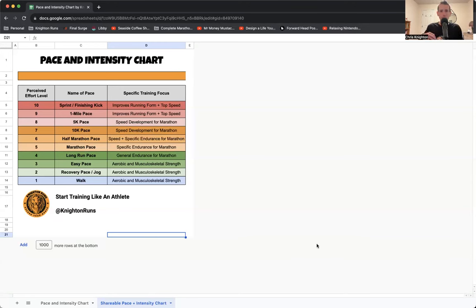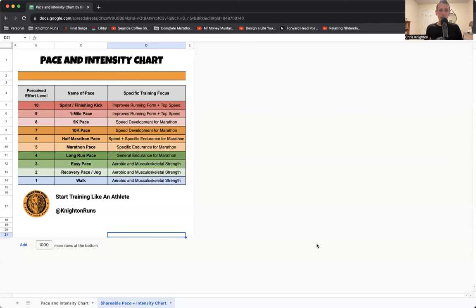Now, before I move away from this topic, I just want to talk about the specific training focus of all of these different paces. It's important to know the purpose behind the different workouts you're doing. And I'm just going to move quickly through this. So the slower paces, 3, 2, 1 out of 10. This is easy pace running, recovery pace running, jogging, even walking.